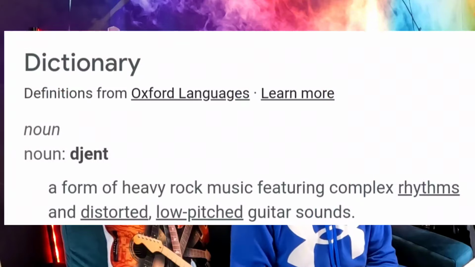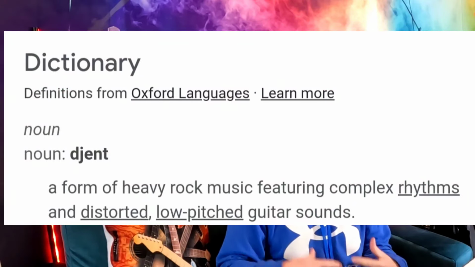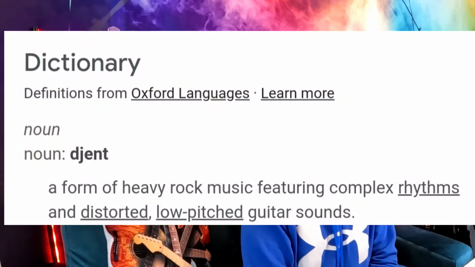Djent music is primarily rhythmic based. We're not really concerned with chords. We're not concerned with specific scales, though they tend to use a lot of diminished scales. The band MESHUGGAH is kind of a sonic enigma, right?